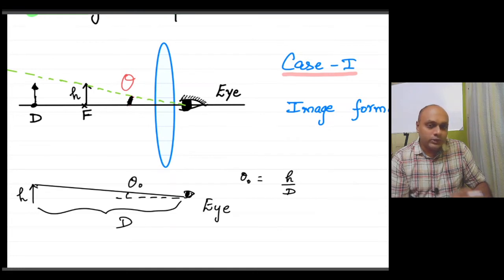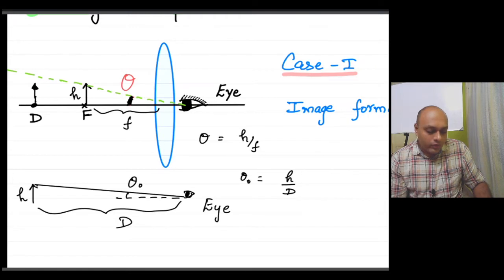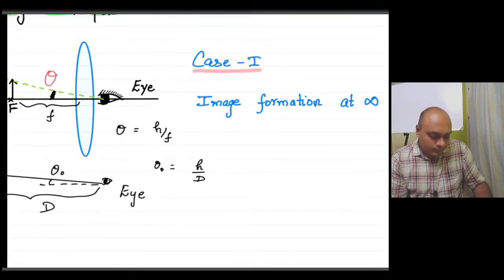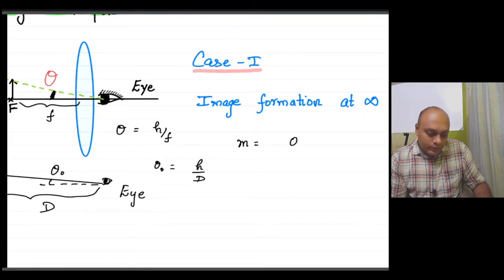Now the same object, you are shifting it and placing it at the focus. When the lens is there, this distance is going to be f. Now this angular size theta will be equal to h divided by f. And how we define the magnification is, magnification will be the angle subtended theta, that is the angular size. It's basically the angular size.